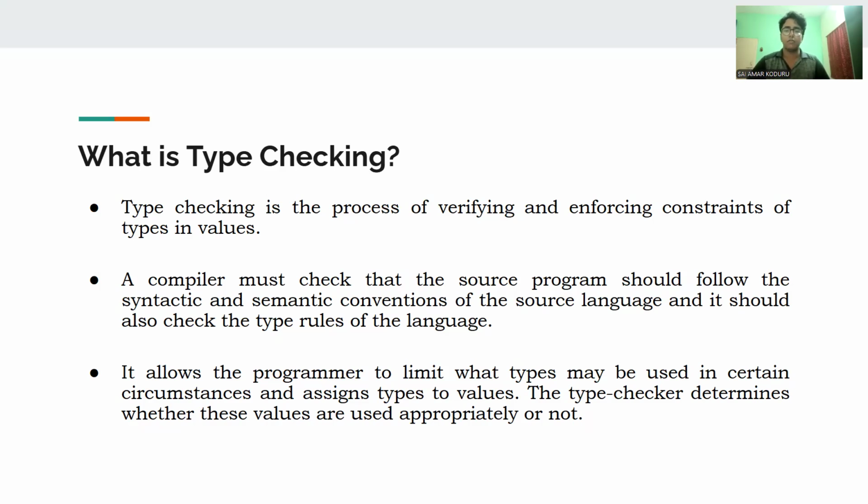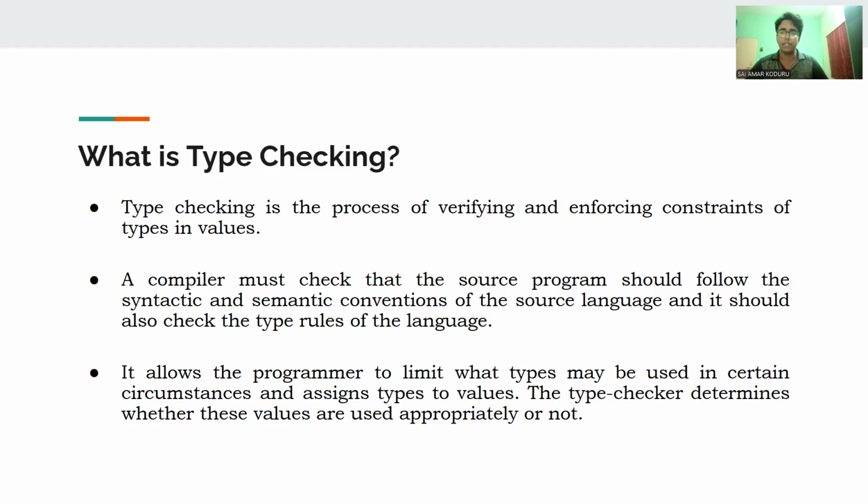Type checking is the process of verifying and enforcing constraints of types in values. A compiler must check that the source program should follow the syntactic and semantic conventions of the source language, and it should also check the type rules of the language. So, what these two statements mean is that type checking is the process of ensuring that a block of code or a block of text or a part of language follows a basic constraint or the rules that are laid out by the language.